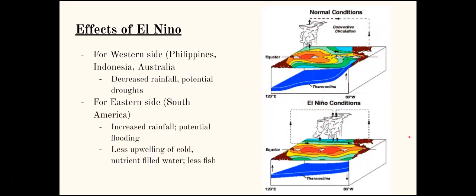Now, on the two different sides, different things can happen because of this. In the Philippines, Indonesia, and Australia, because there's not as much warm water or rainfall, you're going to have decreased rainfall and potentially droughts and even fires because of that. Now, on the eastern side, on South America's side, you're going to have too much rainfall, and this could increase flooding. On top of that, since there's more warm water and less cold water, there's less nutrients for the fish, which means that their fishing market and their economy will start to go down as a result.